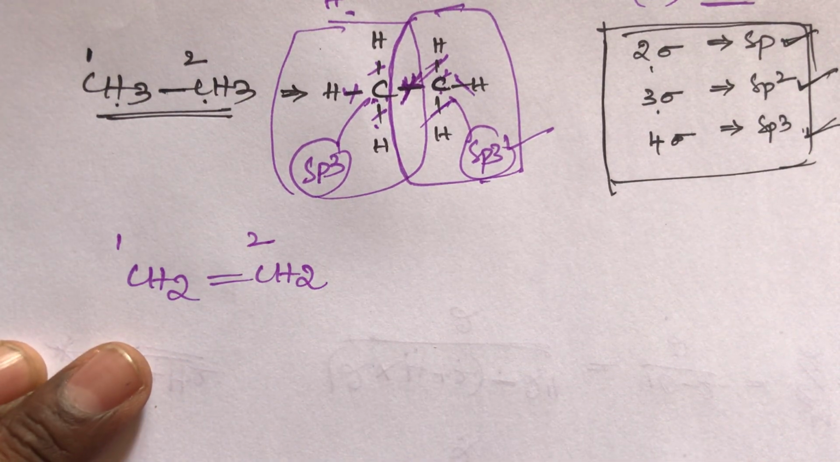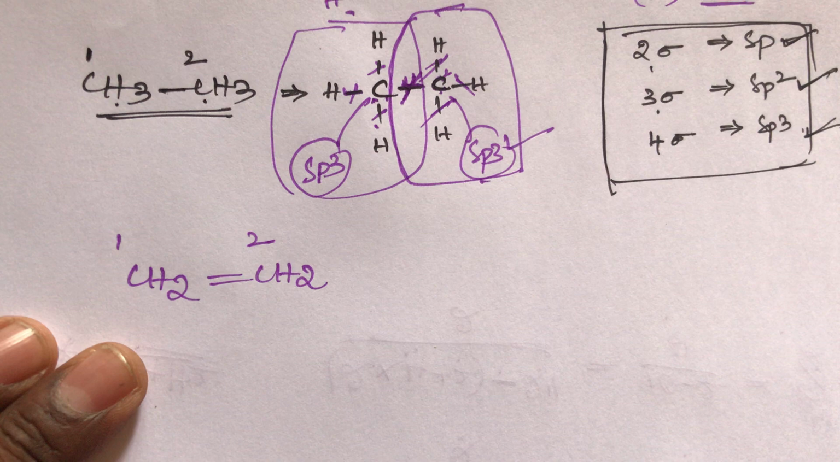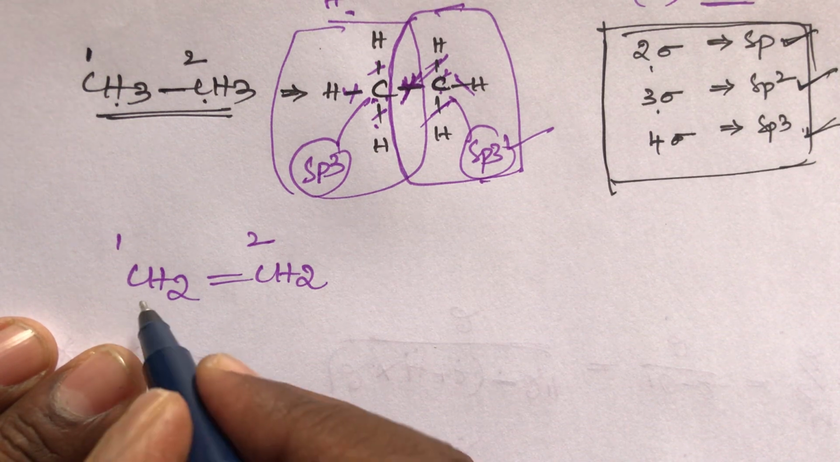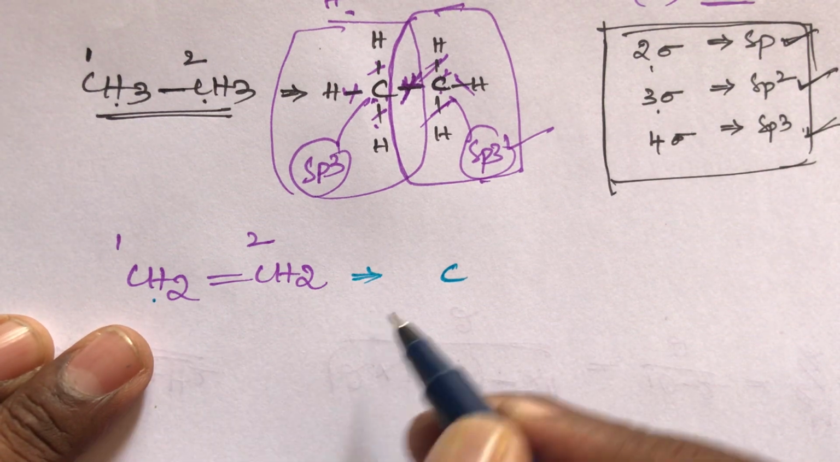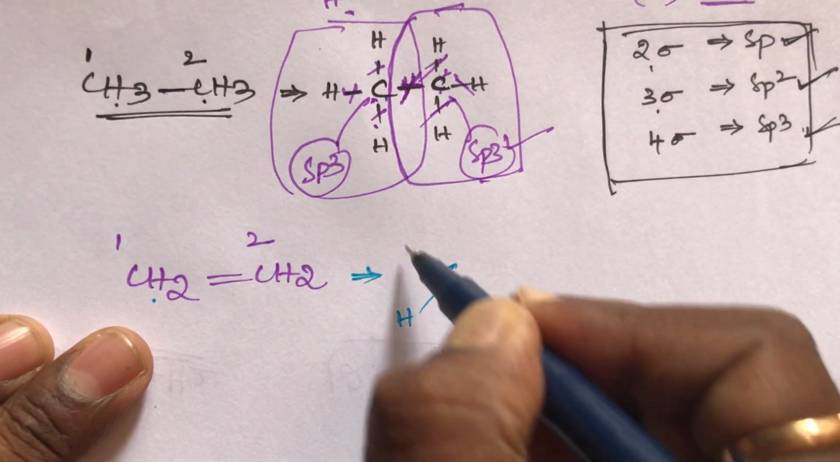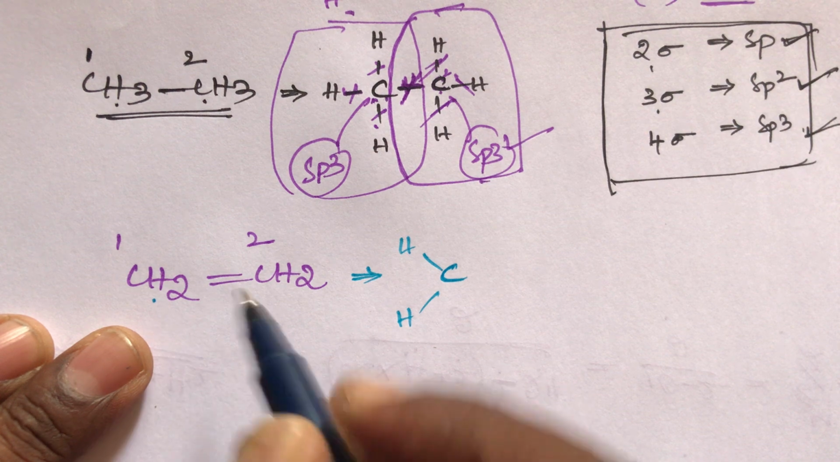What is the first carbon's hybridization? So now, what to do, student? This carbon surrounding, how many sigma bonds are there? I am writing the structure, student. This first carbon has 2 hydrogens, 1 2.